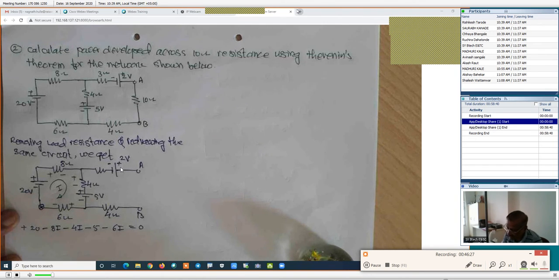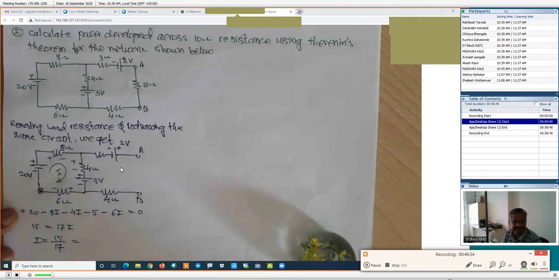Now find out this value. I will shift these items to the other side. This is plus 20 and minus 5, it will be plus 15, which is equal to 8I plus 4I, 12I, and 12 plus 5, 17I. This is 17I. Now this I is equal to 15 divided by 17. Find out its value.